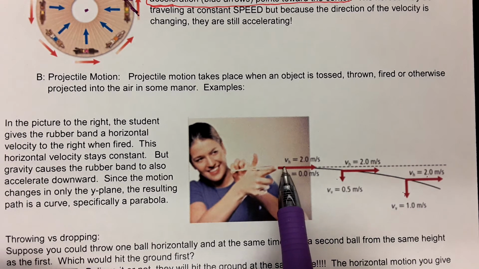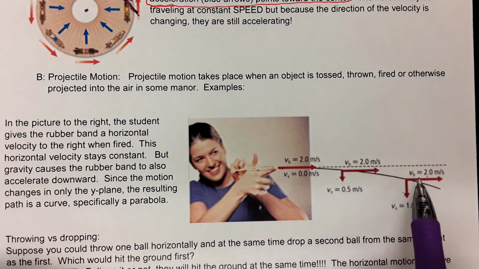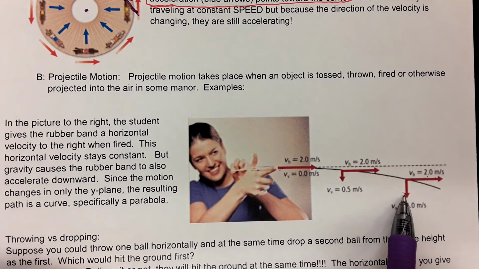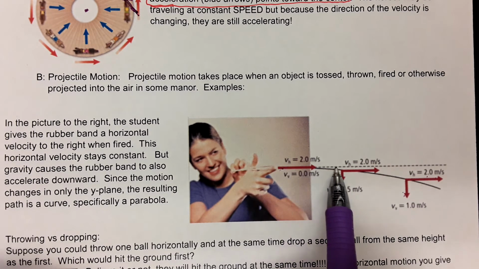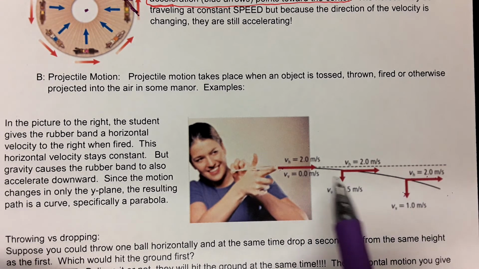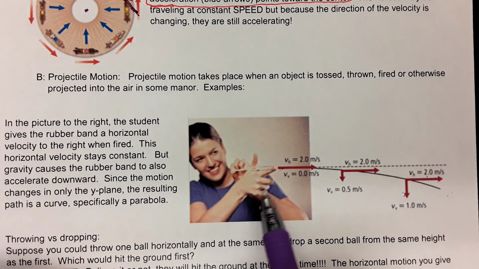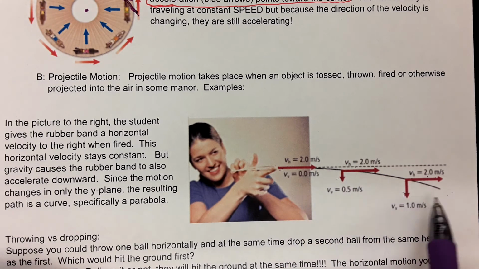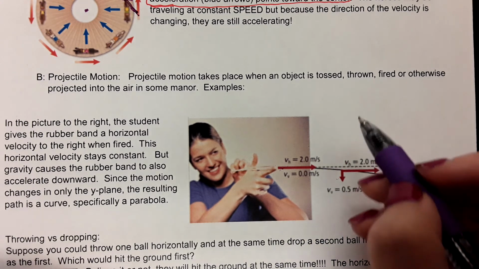Now, because you have one arrow that's staying the same and another arrow that's getting bigger and bigger, it makes the path curve instead of straight. Isn't that wild? It makes the path curve. So you have motion in the horizontal plane and you have a motion in the vertical plane. And the two added together give you a curved path. Isn't that wild?